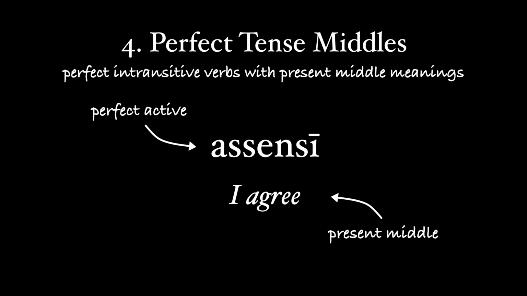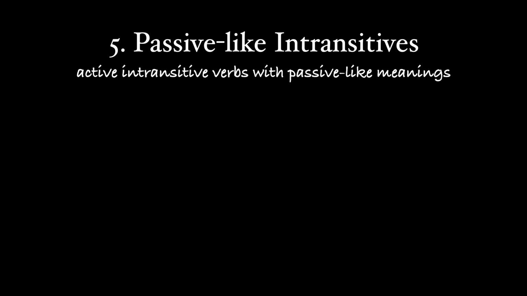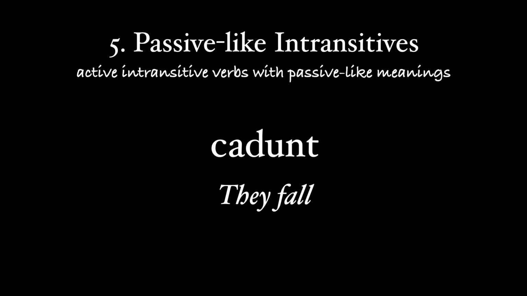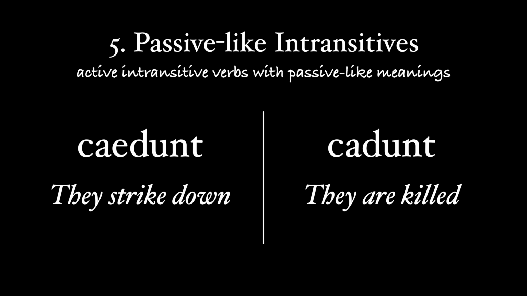And finally, there's the idea that intransitive verbs, that is those that don't take direct objects, in the active voice can be closer in meaning to the passive than transitive verbs, those that do take direct objects. The verb cadunt means they fall in battle. It can mean they are killed, which functions as a kind of passive of caedunt, they strike down.